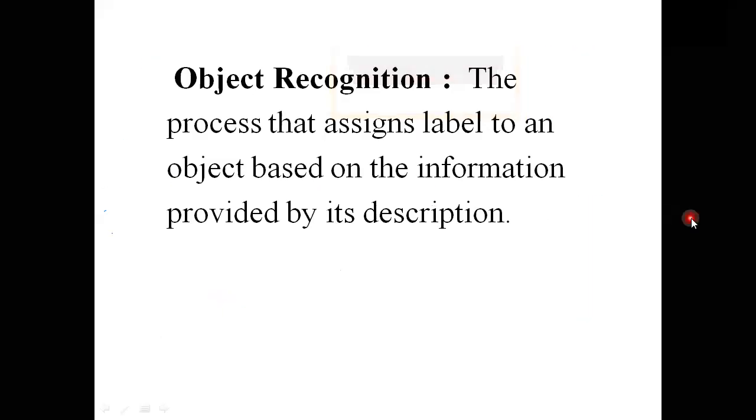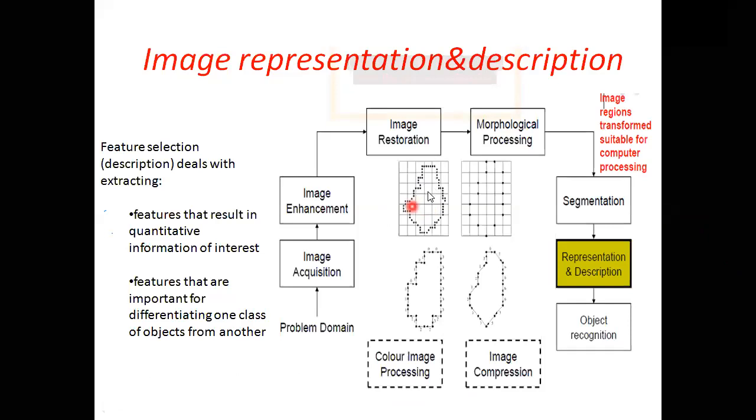So see here. If you are observing this image, we have a border representation and a region representation also. The dotted lines give the border representation, and inside this border we have the region representation. In this way, representation and description works.